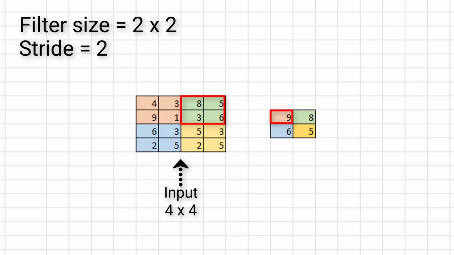Then we slide over by 2 pixels, and we see the max value in the green region is 8, and we store that over here in our output as well.